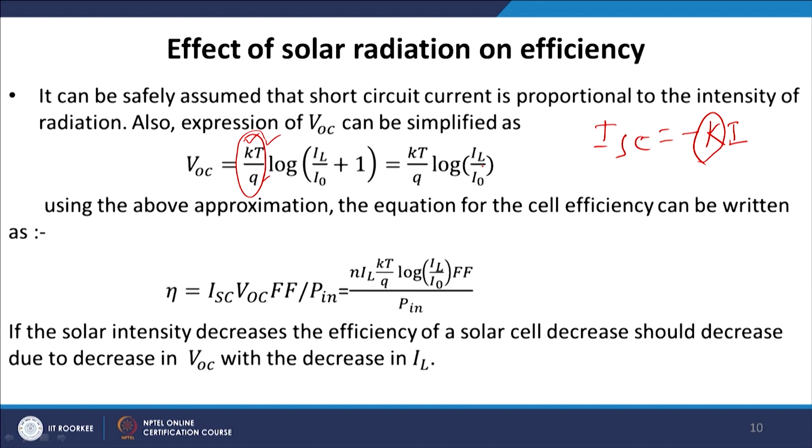Using our approximation, the equation for cell efficiency can be written as eta is equal to short circuit current into open circuit voltage into fill factor divided by the input power. Now, if we plug in the value of the open circuit voltage from here, what do I get? It is KT by Q log IL by I naught into fill factor into the short circuit current divided by the P input. If the solar intensity decreases, the efficiency of a solar cell decreases, due to the decrease in the VOC with IL. So, if the open circuit voltage changes, then the efficiency of the solar cell also changes.